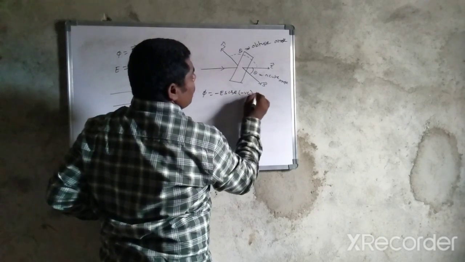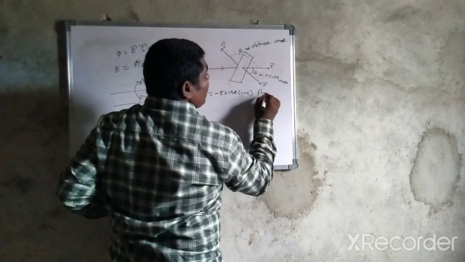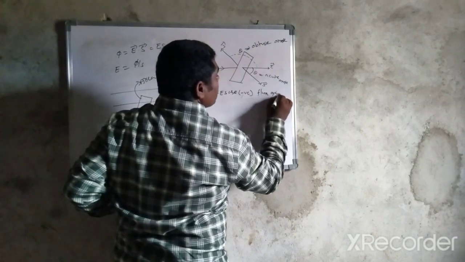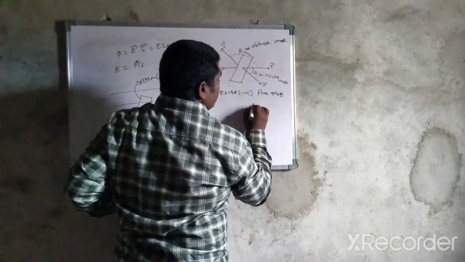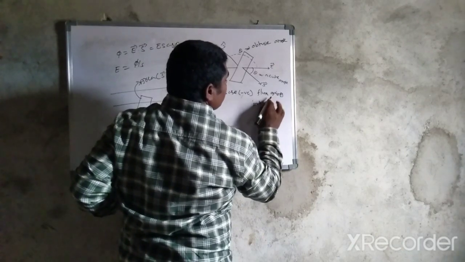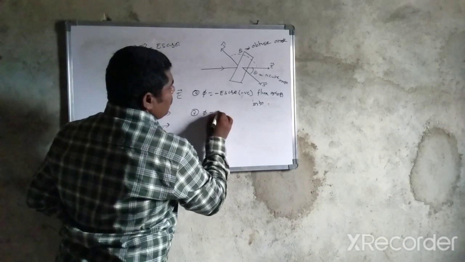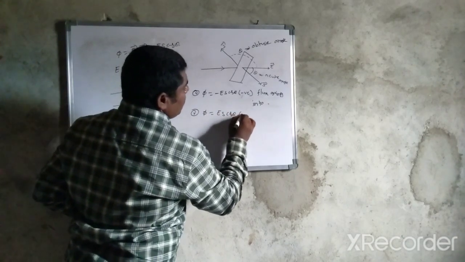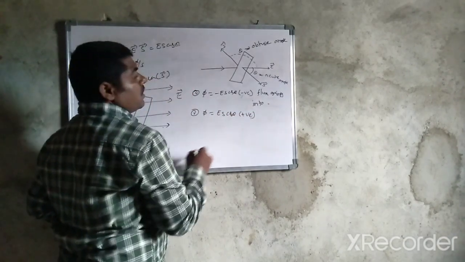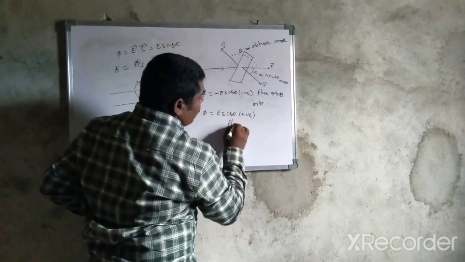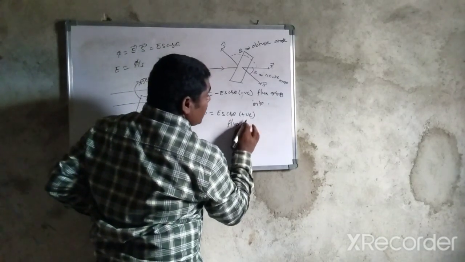Here the flux is negative, going into the surface. A very important point: flux is equal to E S cos theta. You may put it positive here, in this case the flux coming out.